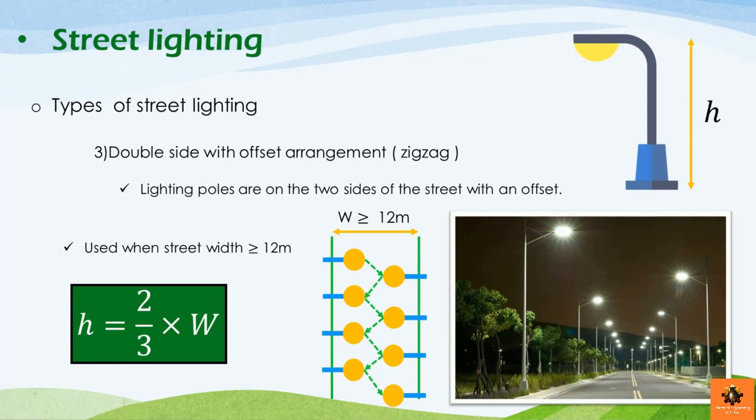So we can say that the only difference between the opposite type and the zigzag type is that the lighting pole height in the opposite type equals half of the street width, while the lighting pole height in the zigzag type equals 2/3 of the street width. Very good. So that's for the difference between the zigzag type and the opposite type.